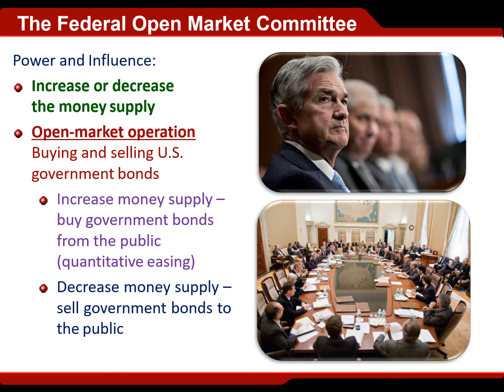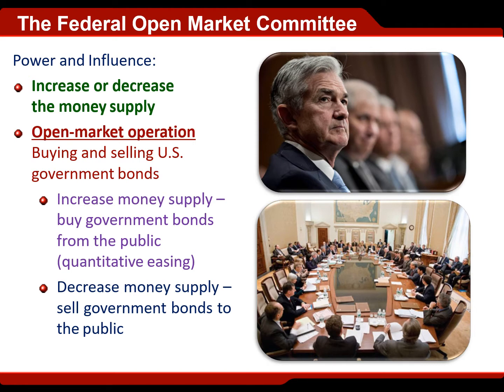So the first thing we're going to talk about is open market operations. Open market operations is really important because it is the most frequently used monetary policy tool that the Fed has at their disposal. This is how the Fed increases and decreases the money supply. Whenever you hear the term open market operation, we're talking about buying and selling US government bonds. If we buy bonds, the money supply will increase. This is what's sometimes referred to as quantitative easing, or QE.